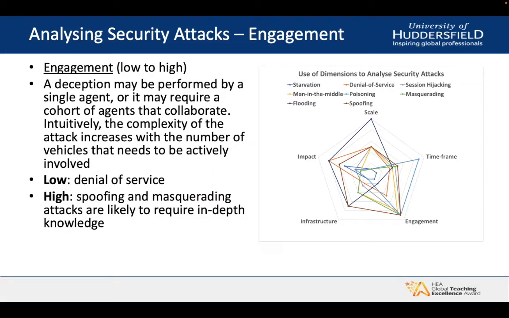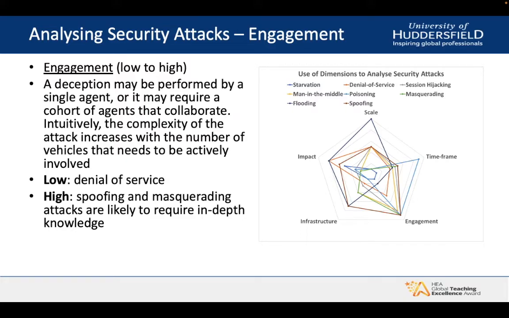The engagement, so how easy is it for the adversary to launch this attack? An easy one, denial of service again, because these are often just launching data packets in high volumes at the receiver. Quite easy to do. Ones that are more highly technically involved are things like spoofing and masquerading, where the attacks are likely to require in-depth knowledge of what is going on in the system and how the adversary needs to manipulate or interfere with those technical processes and protocols. It's not so much just send data. There's a lot more involved there.